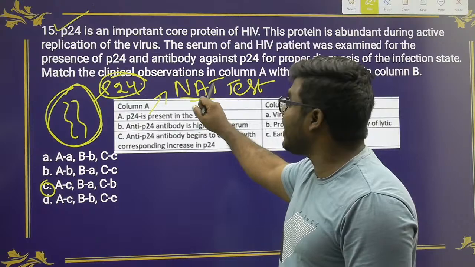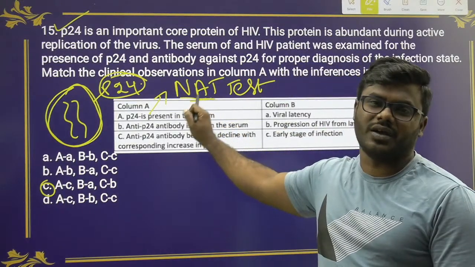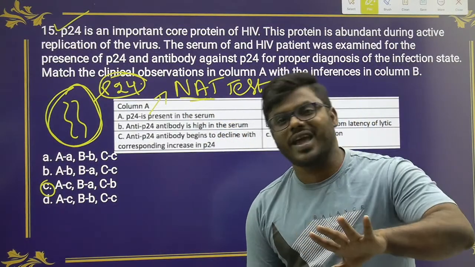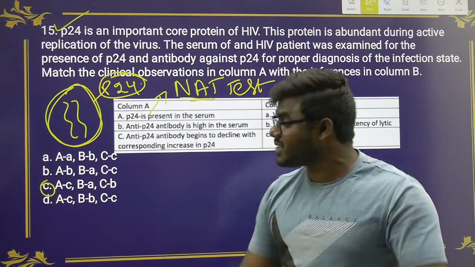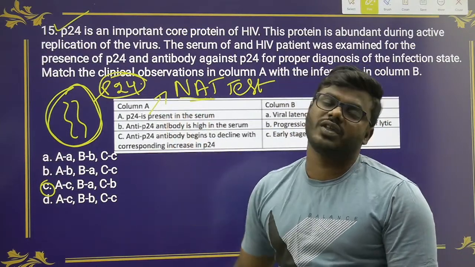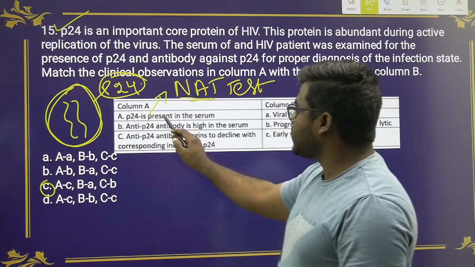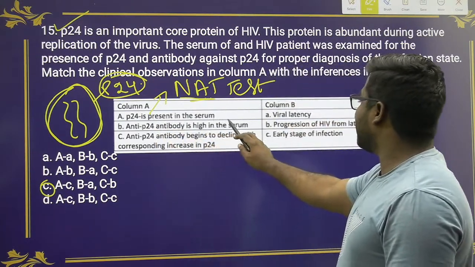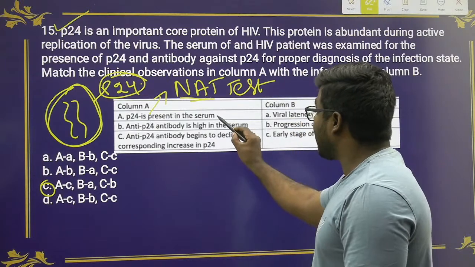It's a very accurate test. Within 10 to 12 days of unprotected sex, you can easily determine whether the person is HIV positive or not. So P24 is present in the serum. So what is that? All of you listen.